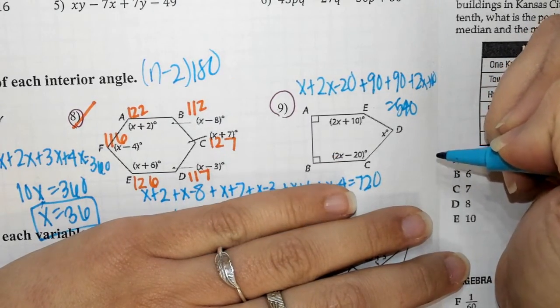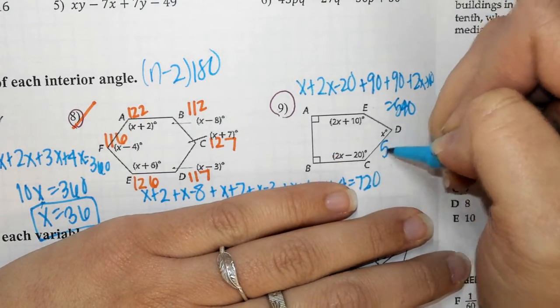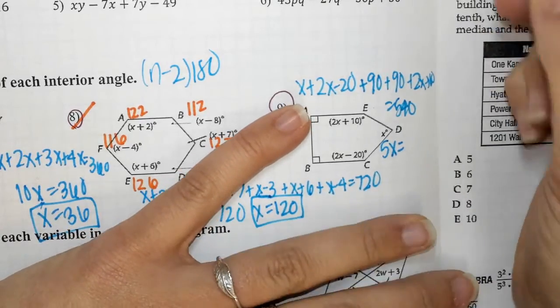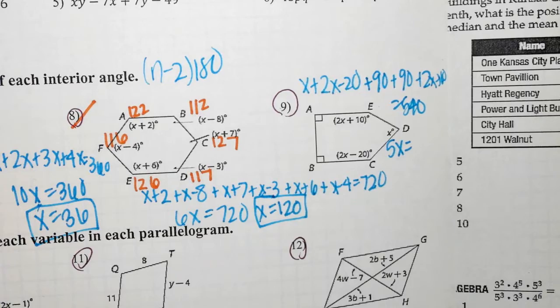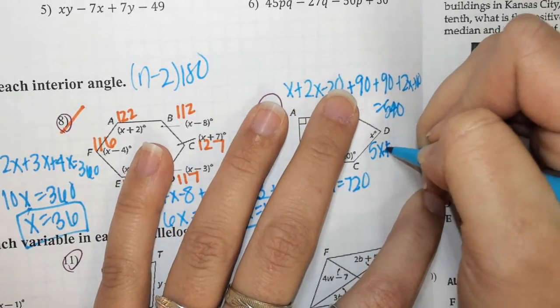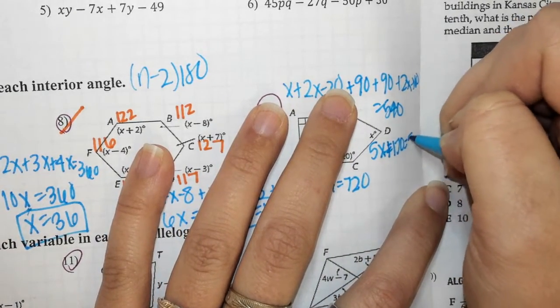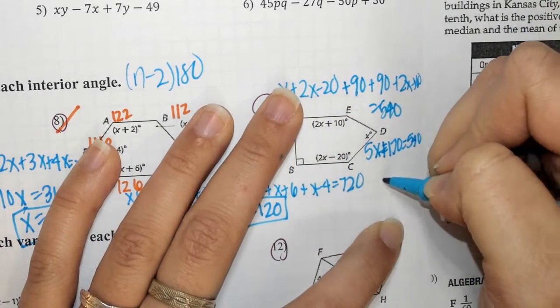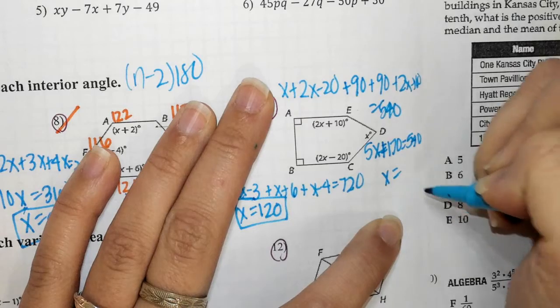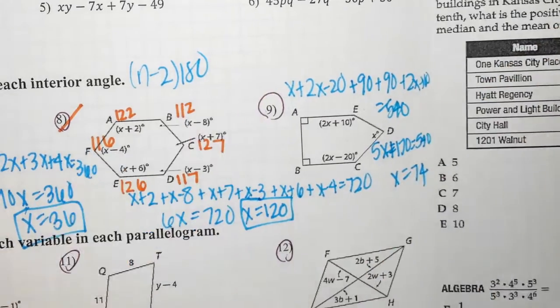What was I doing? Thank you. Alright, so 5x plus what, guys? Just help me, please. Okay. And then what does x equal? 74. Did everybody get 74?